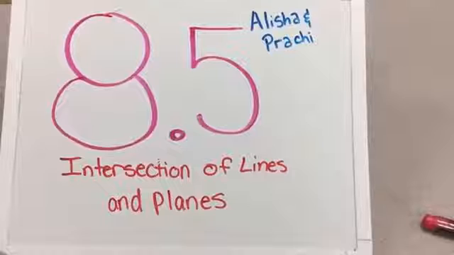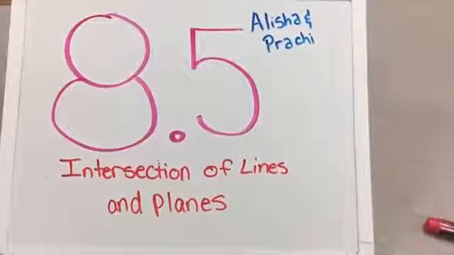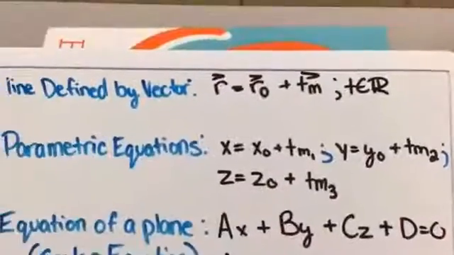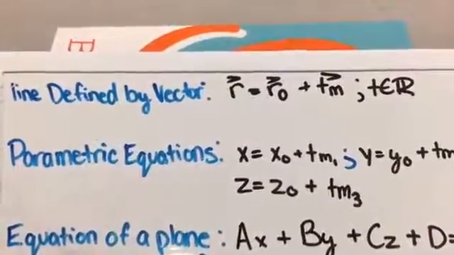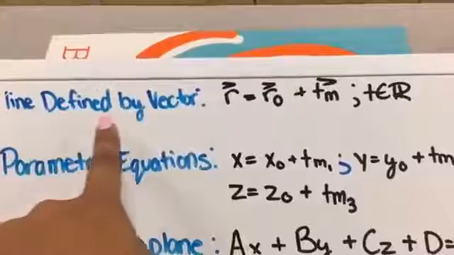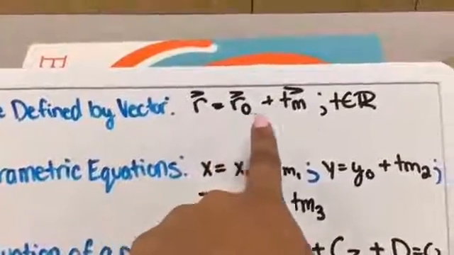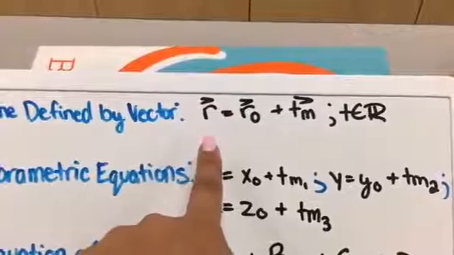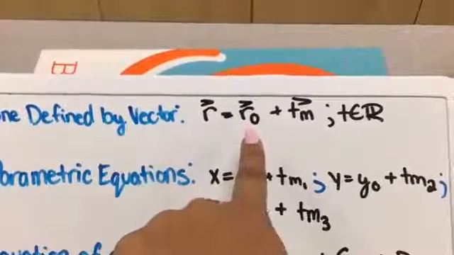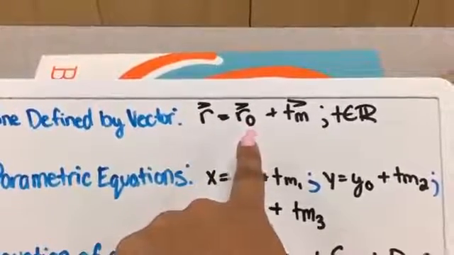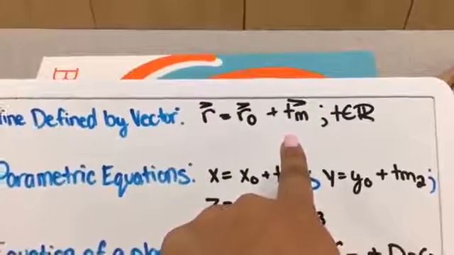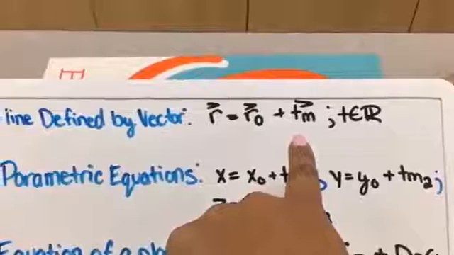And in this video, we're going to be teaching you all about the intersection of lines and planes, from section 8.5. In 3-space, a line can be defined by a vector equation in the form r equals r0 plus tm, where the domain is t in the reals, where r is a position vector to any unknown point on the line, r0 is a position vector to any known point on the line, and m is a direction vector parallel to the line such that the coordinates are m1, m2, and m3.